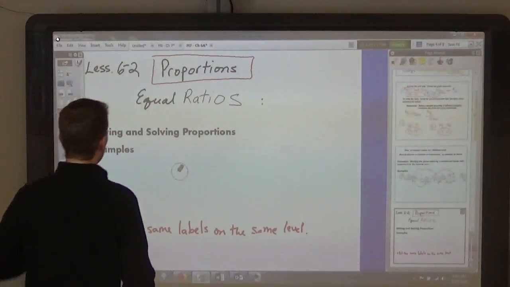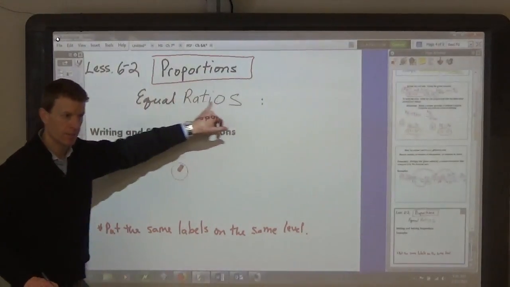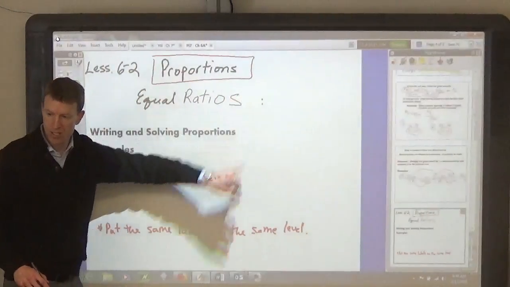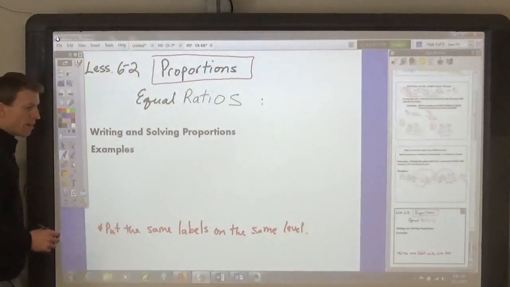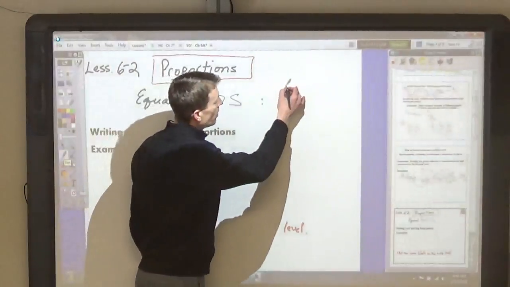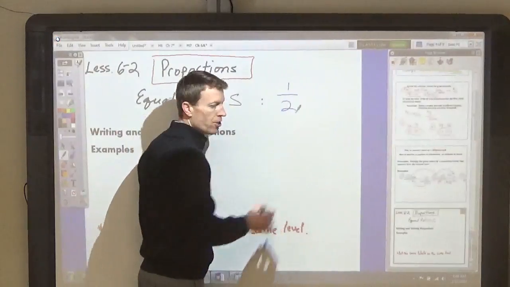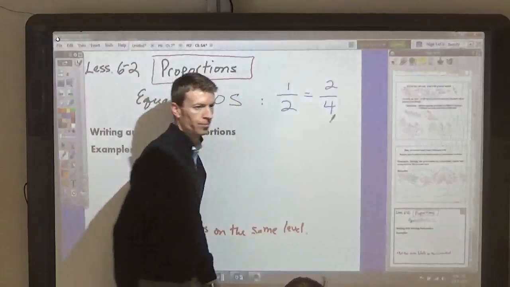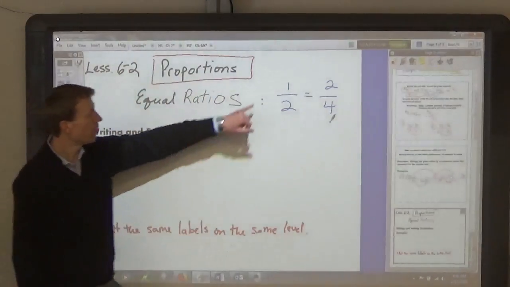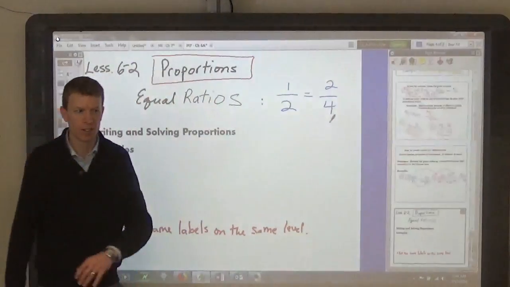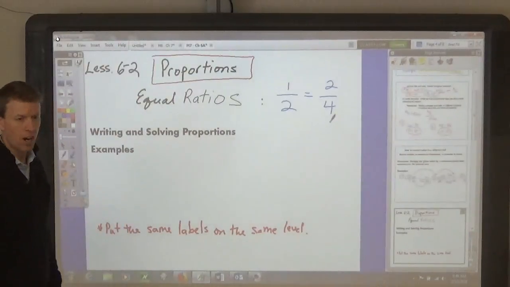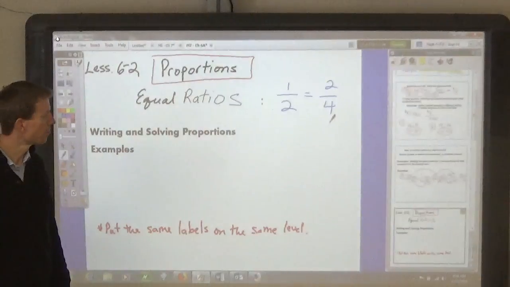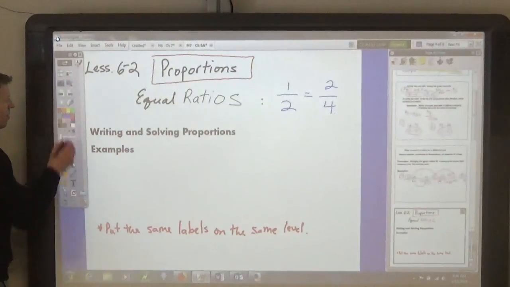Proportions are equal ratios, okay? You probably didn't even know you were learning about proportions when you first started learning about fractions. But proportions are simply two ratios that are equal to each other. If you have two fractions that are equal to each other, then those two fractions are proportions. Okay? How do you know?